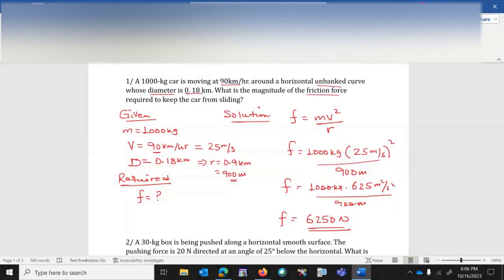The important point here is you have to know the formula. The formula is this one. And you have to remember to convert kilometers per hour into SI units, which is 25 meters per second. When you convert, always divide kilometers per hour by 3.6 to get meters per second. Again, the diameter is 0.18 kilometers, and half of it is 0.09 kilometers. You have to convert that into meters by multiplying by 1000. So finally, you plug in the numbers and you will get the answer. So this is one question.